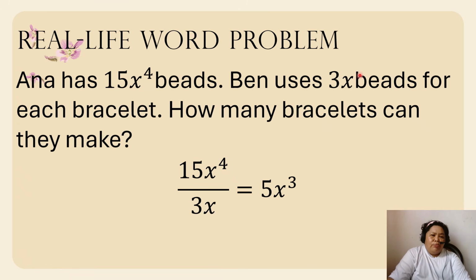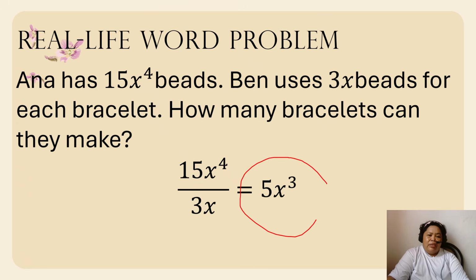Okay, so we have a real life word problem. Anna has 15x to the power of 4 beads and then uses 3x beads for each bracelet. How many bracelets can they make? So 15x to the power of 4 divided by 3x. 15 divided by 3 is 5. So 4 minus 1 is 3. So that's why our final answer is 5x cubed.